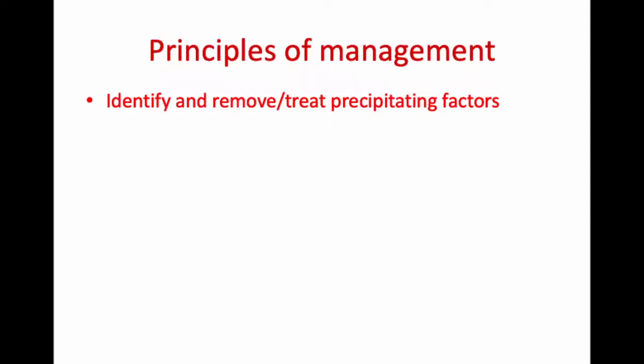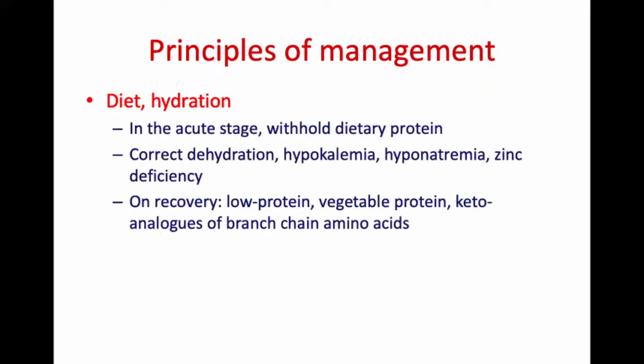So, principles of management of hepatic encephalopathy. The first thing is to identify and remove or treat precipitating factors. Second, diet and hydration. In the acute stage, we withhold dietary protein and correct dehydration, hypokalemia, hyponatremia, and zinc deficiency. On recovery, we can give a low protein diet, which is vegetable protein, with what are called keto analogs of branched chain amino acids.